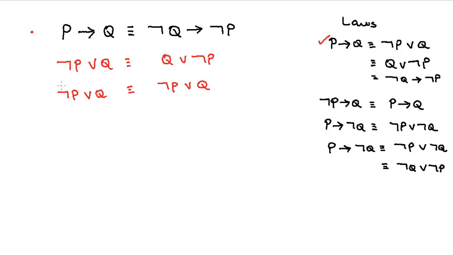This is one simple example, but not everything will be that easy. So let's take another example here, all right? Now we will look at another one. P implies Q and P implies R. It implies P implies Q and R.